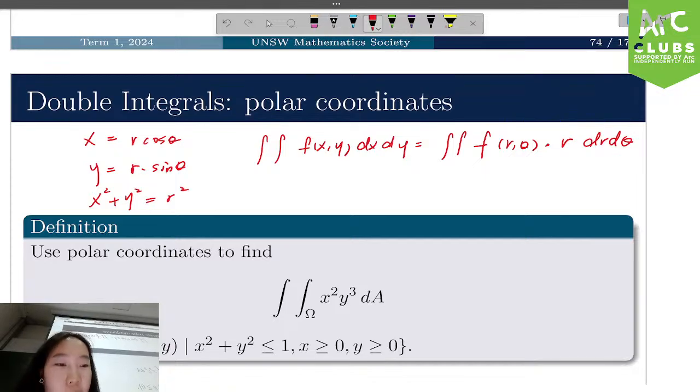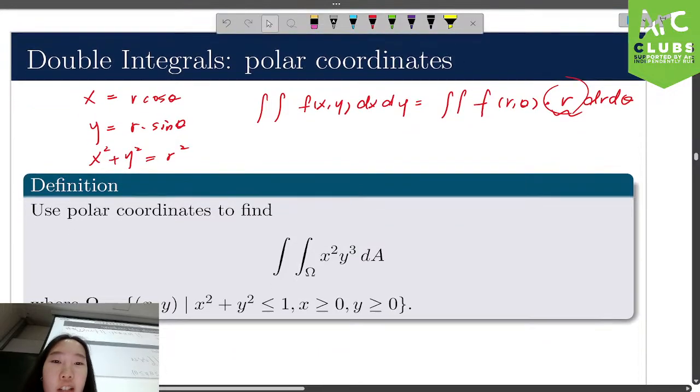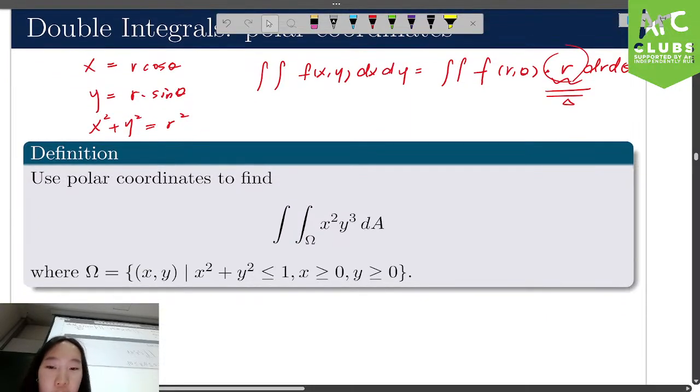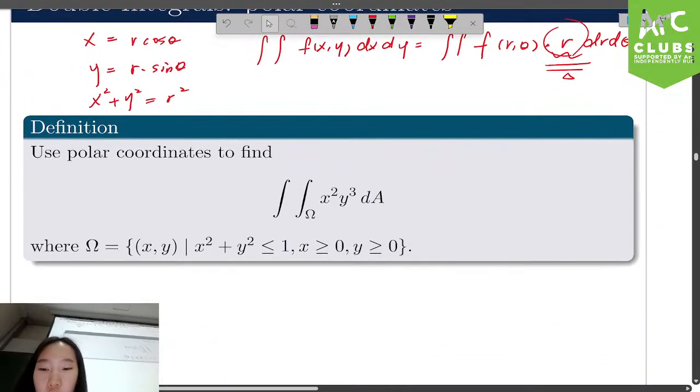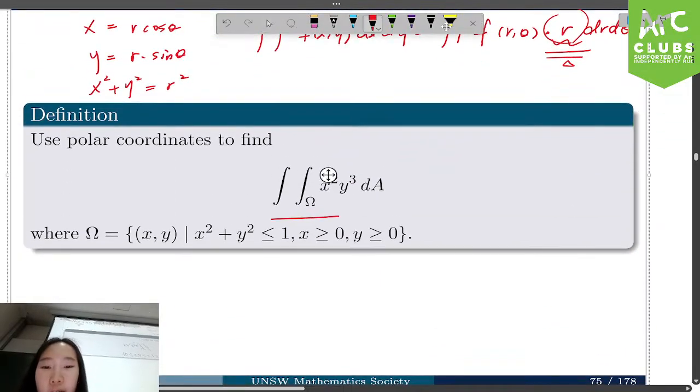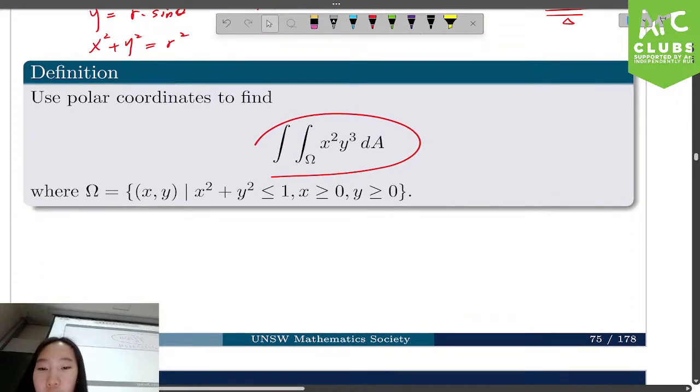Why do we need to times the r here? That's because that's our Jacobian matrix, and we will elaborate on this in the change of variables part. But now all we need to do is just keep that in mind. We need the r over here for our integrand inside of the integral. Okay, cool. So use our polar coordinates to find the integral over here.